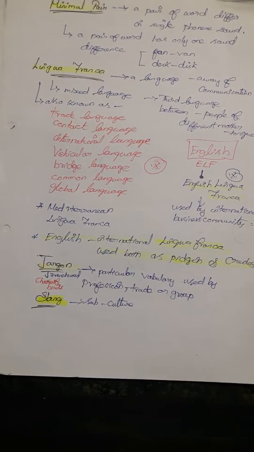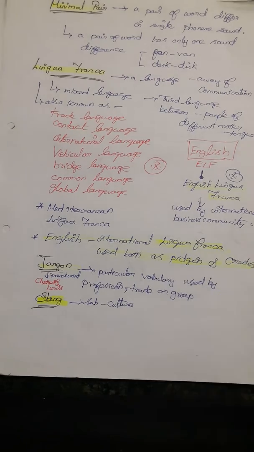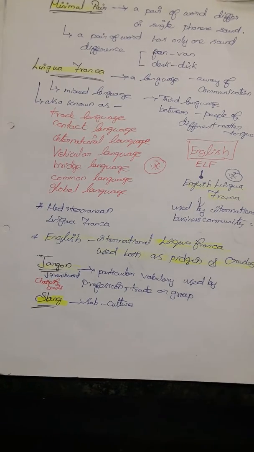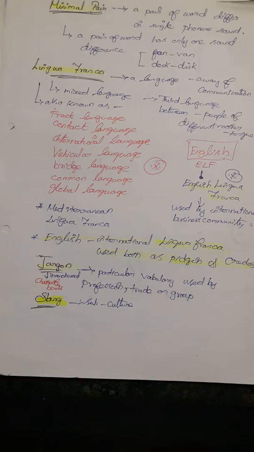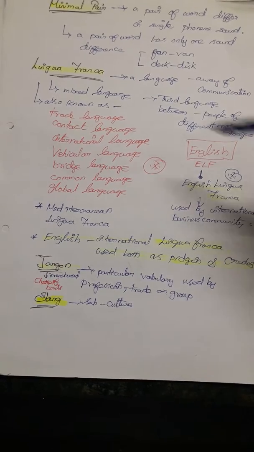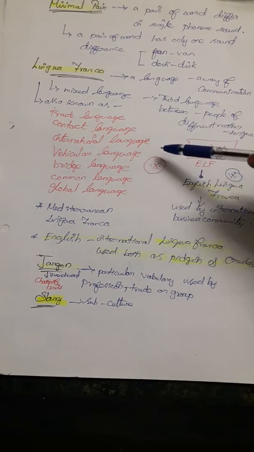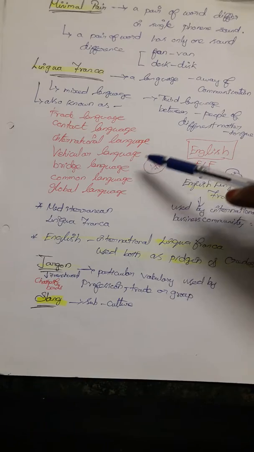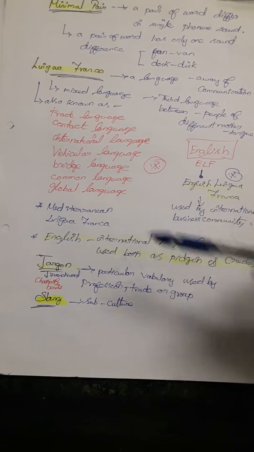And lingua franca is a language, a way of communication. It is a mixed language also, a third language between people who have two different mother tongues. They use this as a link language, and it is also known as trade language, contact language, international language, vehicular language, bridge language, common language, or global language.